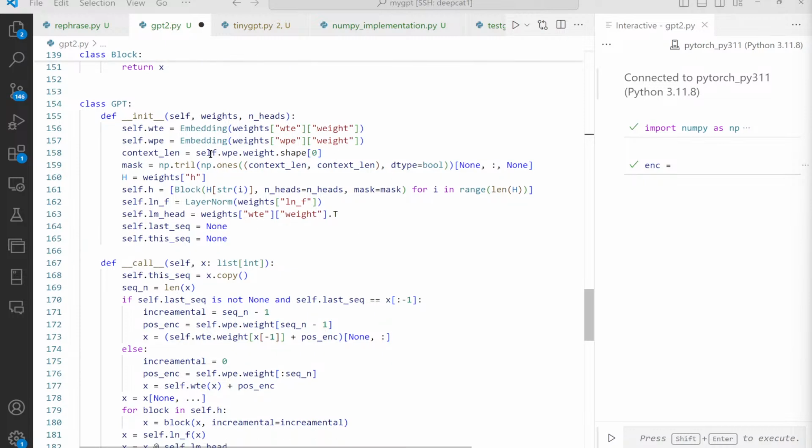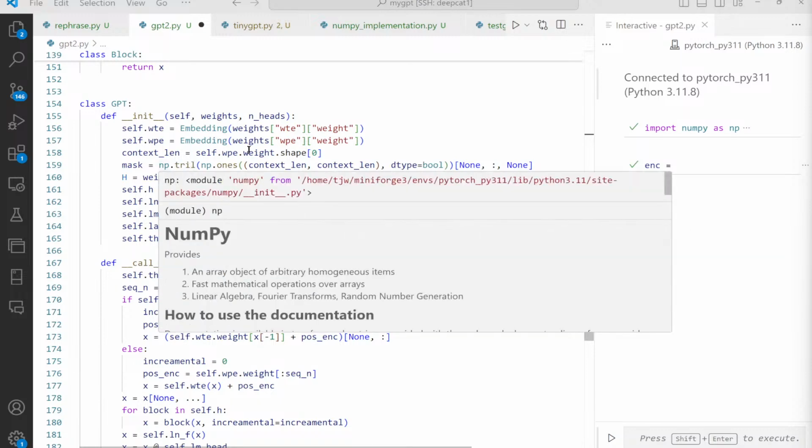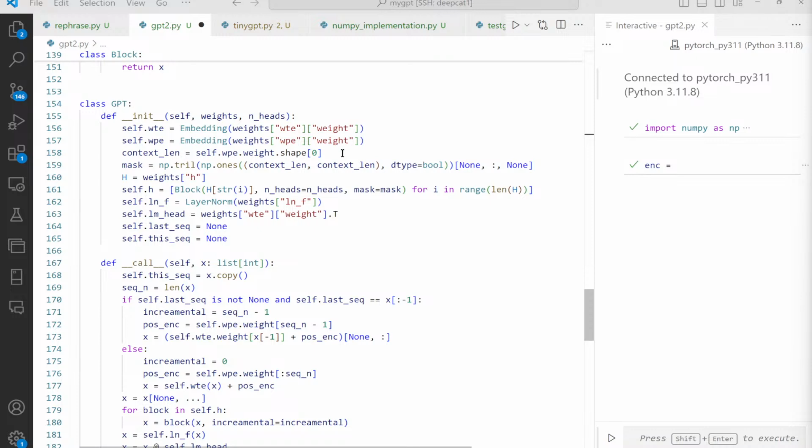So finally, we put all the blocks together to get our GPT network. First, we have a WTE, that is a token embedding, and a positional embedding. And we have defined our context length, because the positional embedding is trained on a fixed length, so we can get the information of the maximum possible context length. If we're more than that, then we cannot go beyond this context length.